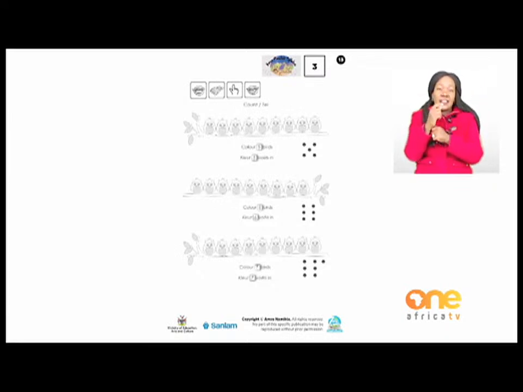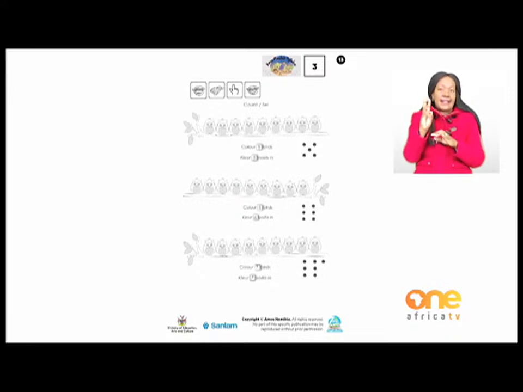Can you count 6 birds seated on the branch? Let's count together as you point. 1, 2, 3, 4, 5, 6. And we stop right there. Now you need to color in 6 birds.